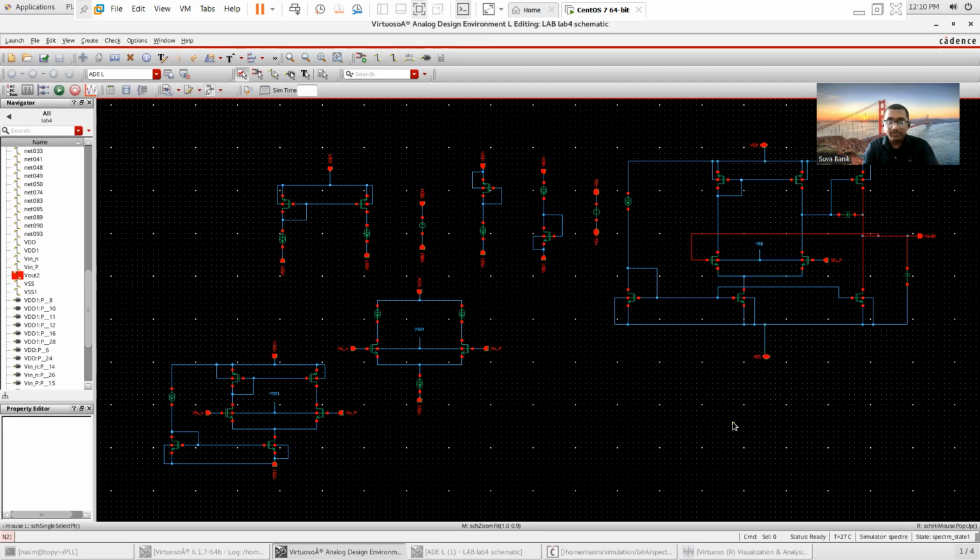And I believe the formula I have shared, you can also find in popular analog electronics books. And if you use this formula and the method I have shown you to find the mu n Cox, mu p Cox values as well as the threshold voltage values, using this formula you can easily implement this two-stage OPAMP.